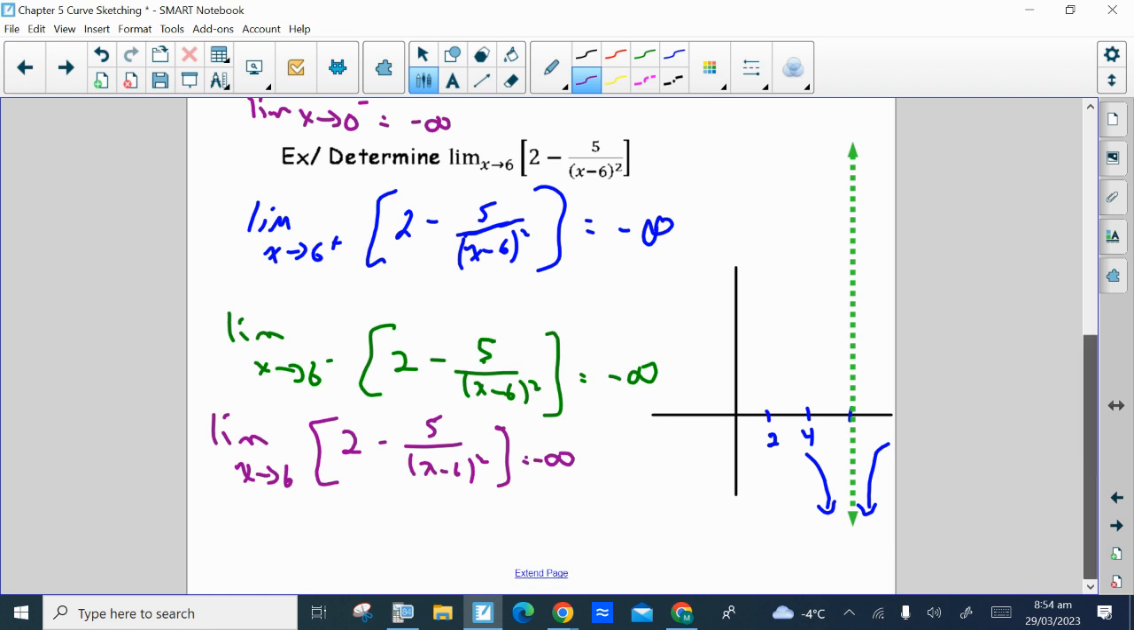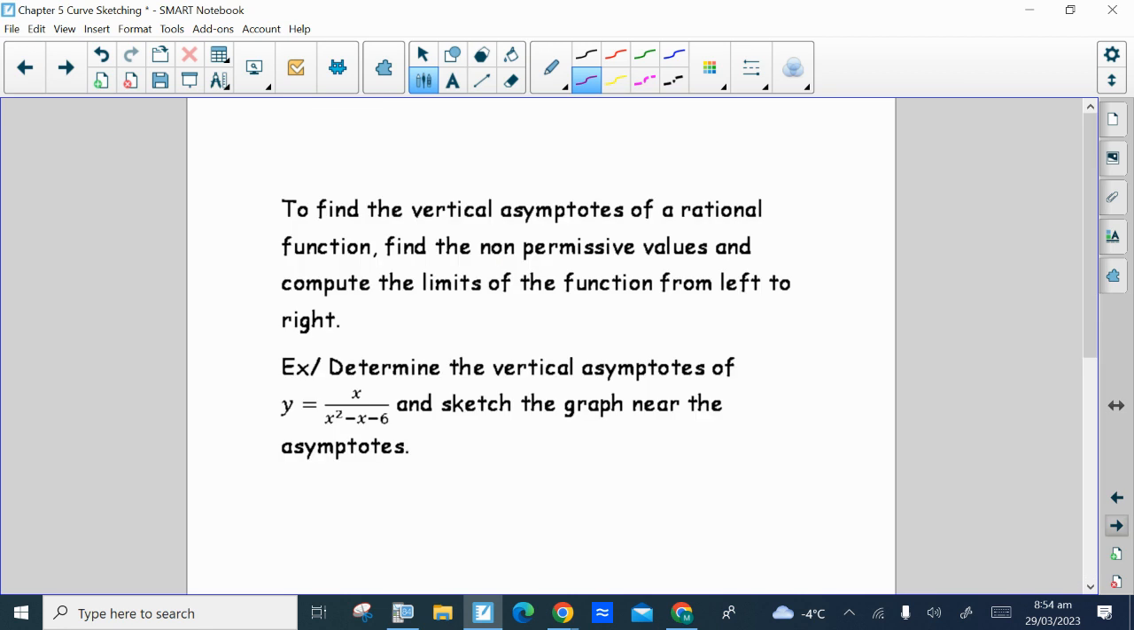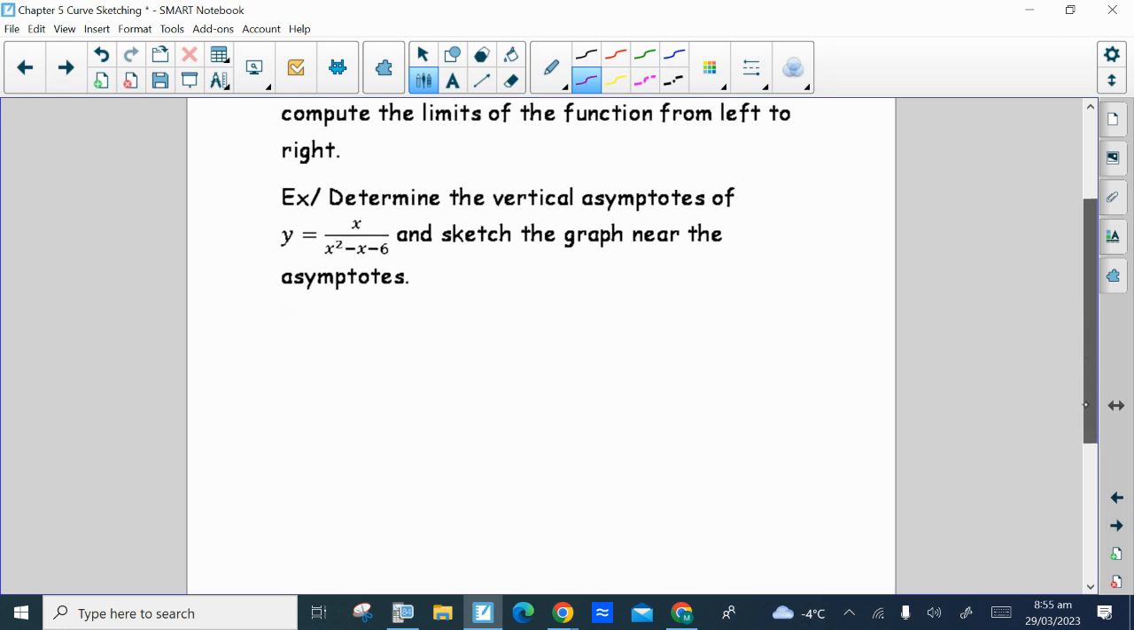Again, if you're graphing a rational function, quite often you'll have a vertical asymptote. Remember from 30-1, sometimes there's a point of discontinuity there, not an asymptote. But you still want to know what's happening as the graph approaches that non-permissive value. And so it can be a valuable tool to help you sketch. So again, to find the vertical asymptotes of a rational function, find the non-permissive values and compute the limits of the function from left to right. And that'll tell you what's happening as you get closer and closer to those asymptotes.